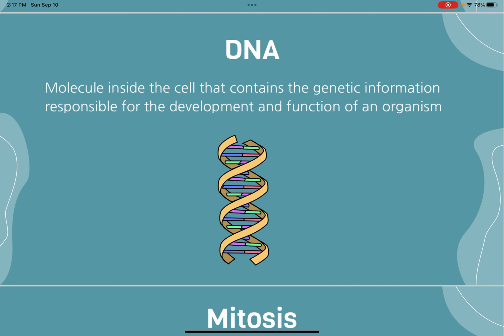DNA is the molecule inside the cell that contains the genetic information responsible for the development and function of an organism. DNA is found in the nucleus. It contains the genetic code using a combination of 4 bases, A, T, C, and G. Messenger RNA is created by transcription from DNA. The goal of transcription is to make an RNA copy of the gene's DNA sequence.